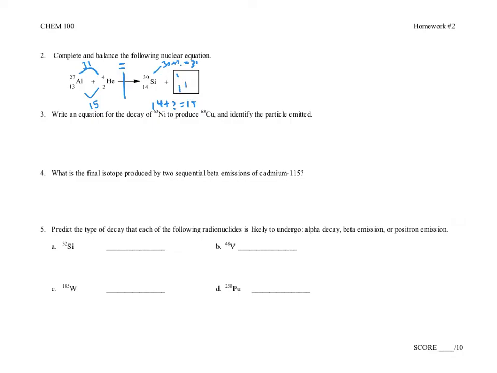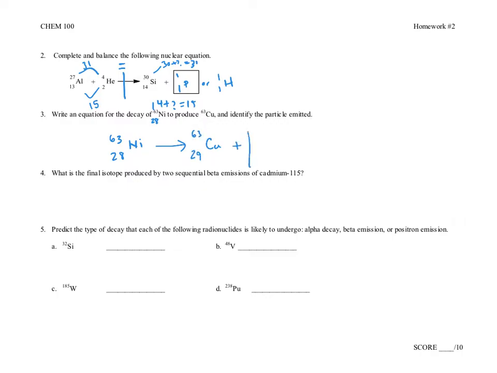And so that's a proton, or it's a hydrogen 1 nucleus. So again, just balance the mass numbers and the atomic numbers on both sides of your arrow. Using that, let's look at number 3. It says write an equation for the decay of nickel 63. Nickel 63 is represented thusly, and it says to produce copper 63, and copper is element 29.